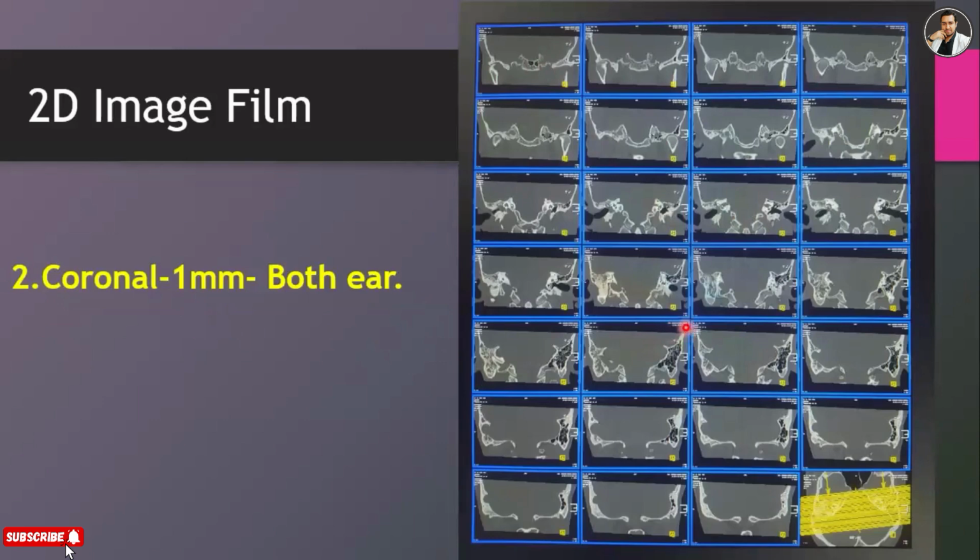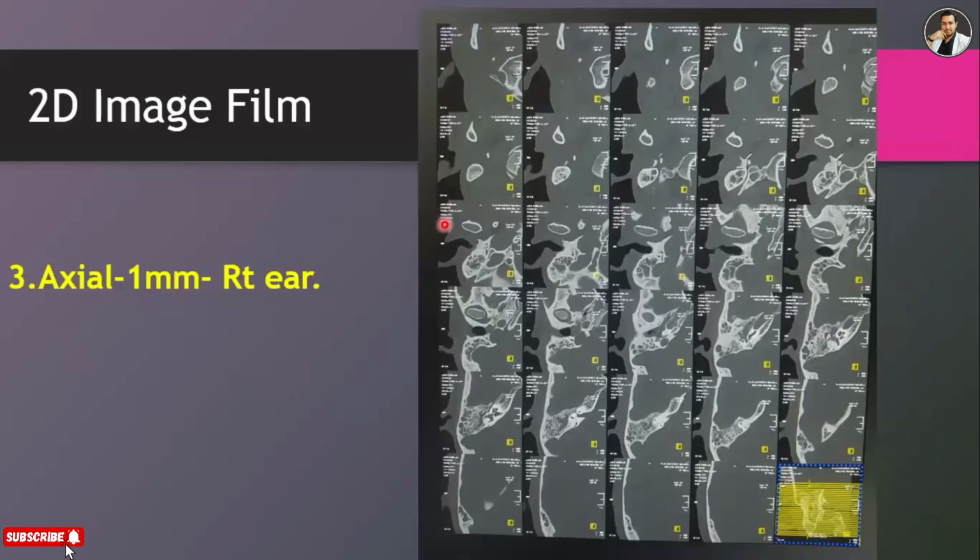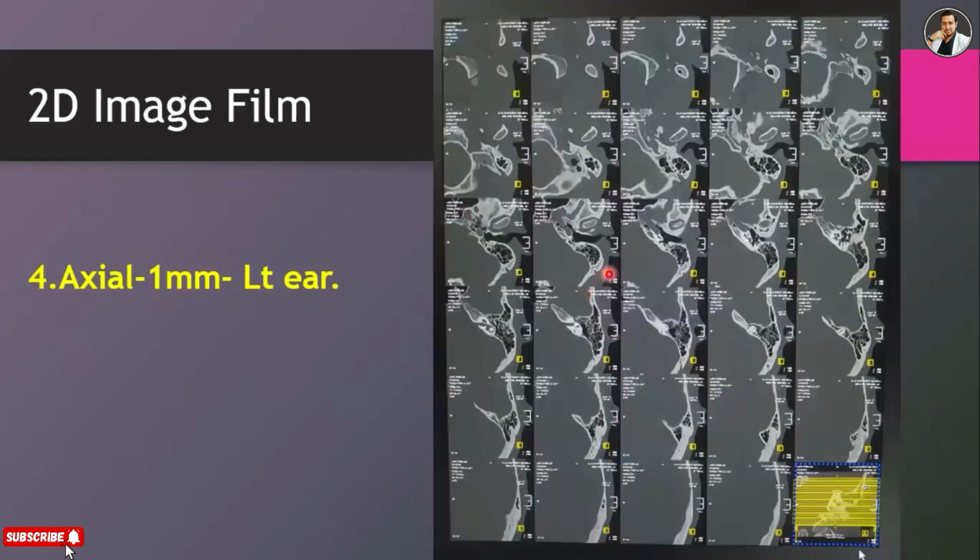After making the images, we will come to the film. These images are created from our first reconstruction images. Then we will print the right ear with an axial 1 mm. Only the right ear film is this. We will come to the right ear image in this film and zoom in. This is the right ear axial, and next is the left ear axial. We will print the left ear axial.